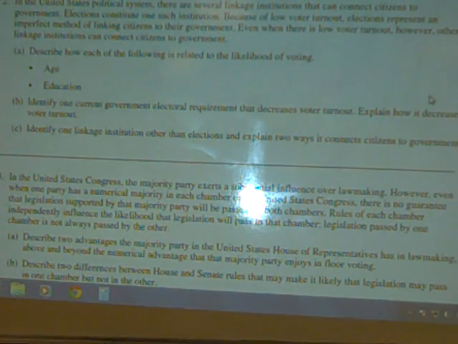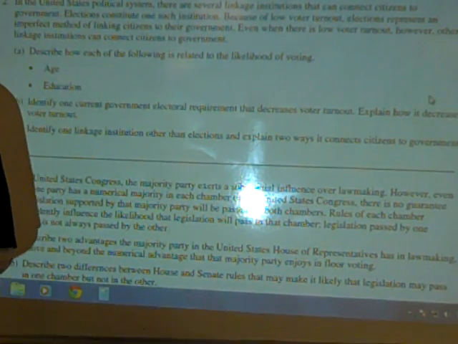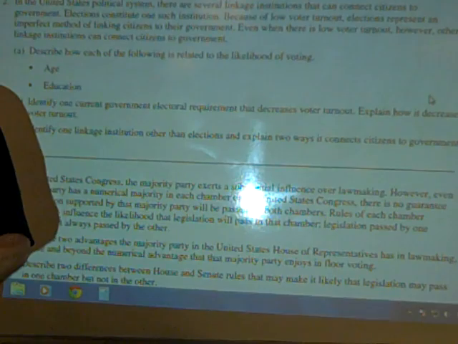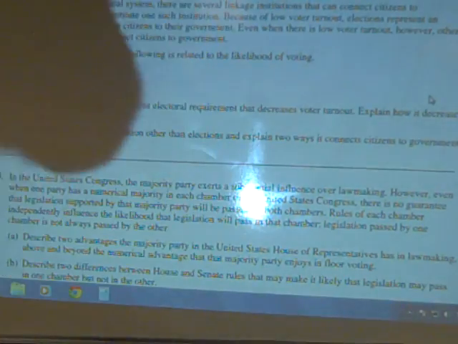Identify one current government electoral requirement that decreases voter turnout. Explain how it decreases voter turnout. Did y'all think of any of these? Voter registration. You have to jump over 2 hurdles to vote. You got to register first and then go vote. And registration is costly. I would probably say registration is hard for some people. They have to figure out how to do it, and they can't, or they don't want to. They don't have time.